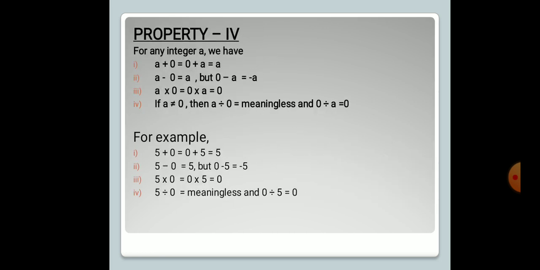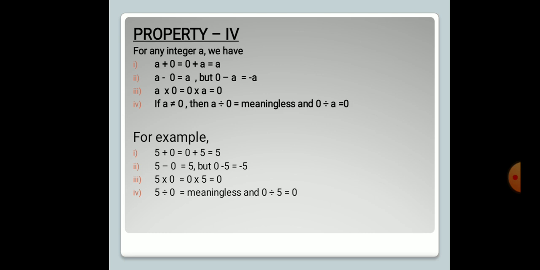Okay. Then the next property, for any integer a, we have a plus 0 is equal to 0 plus a is equal to a. If you are adding any integer with 0, we get the number itself. 5 plus 0 or 0 plus 5 is equal to 5. Then next one, a minus 0 is equal to a. For example, 5 minus 0, if I subtract 0 from any integer, we get the same number itself. That is 5 minus 0 is equal to 5, but 0 minus 5 is minus 5.